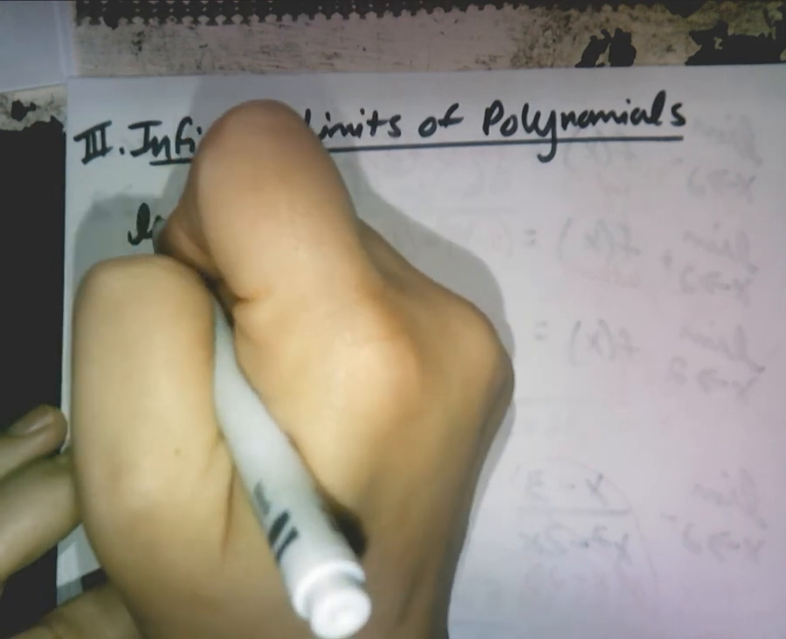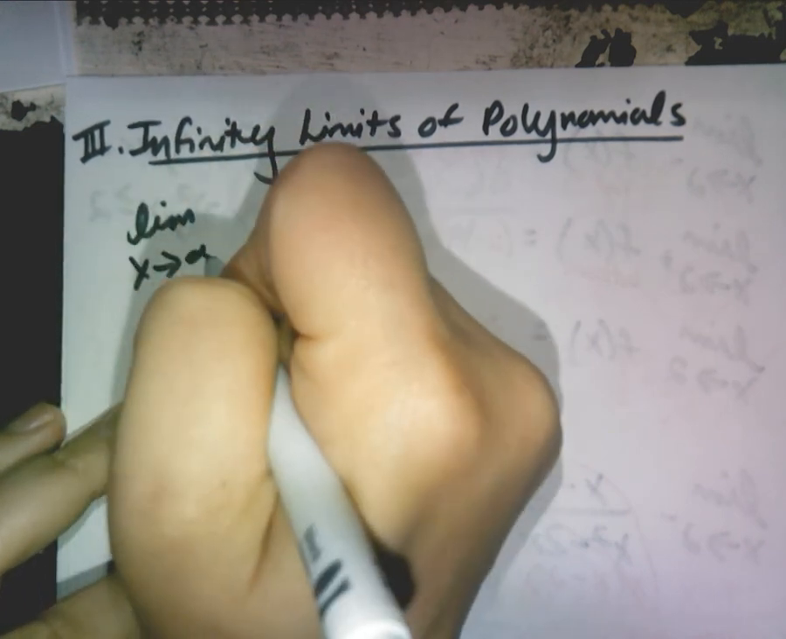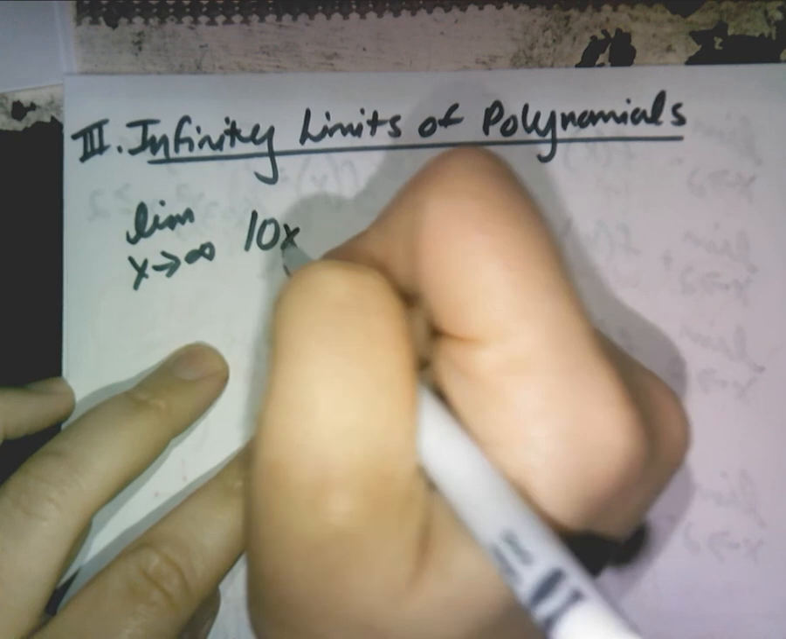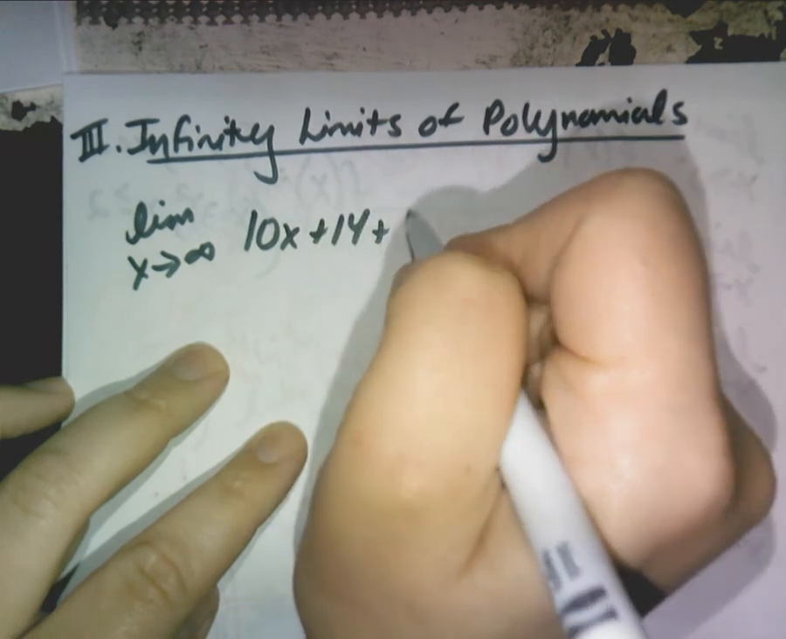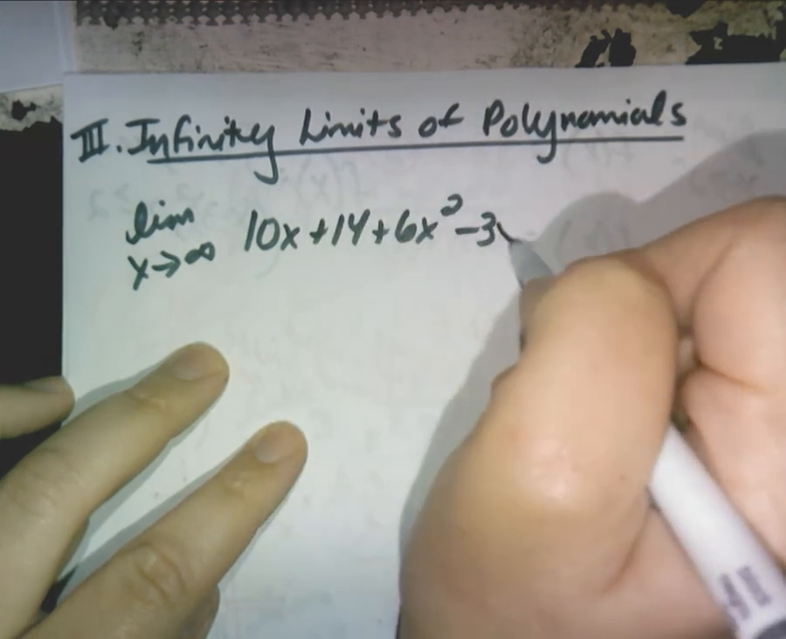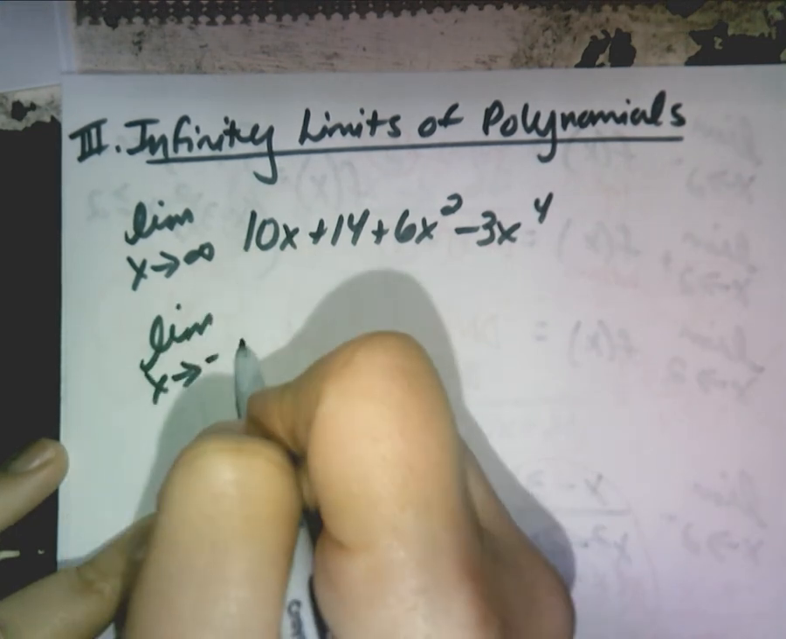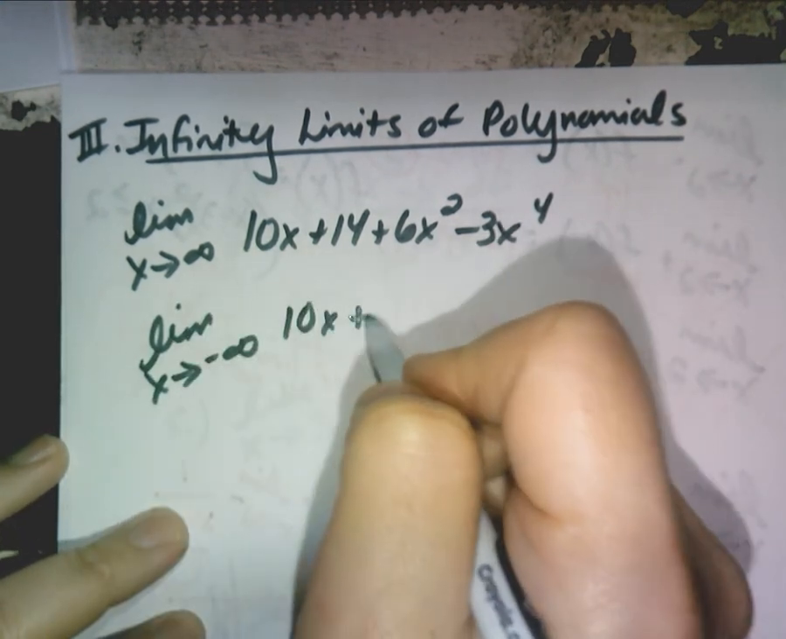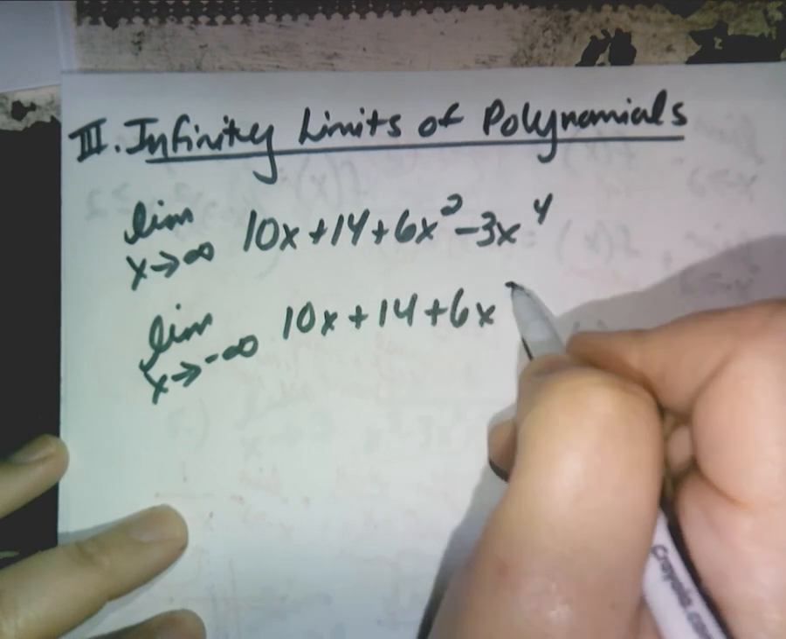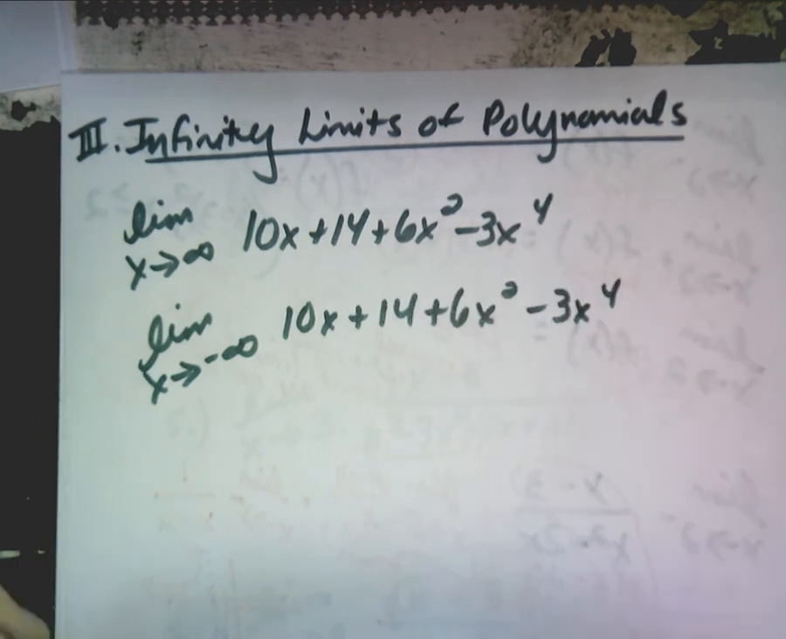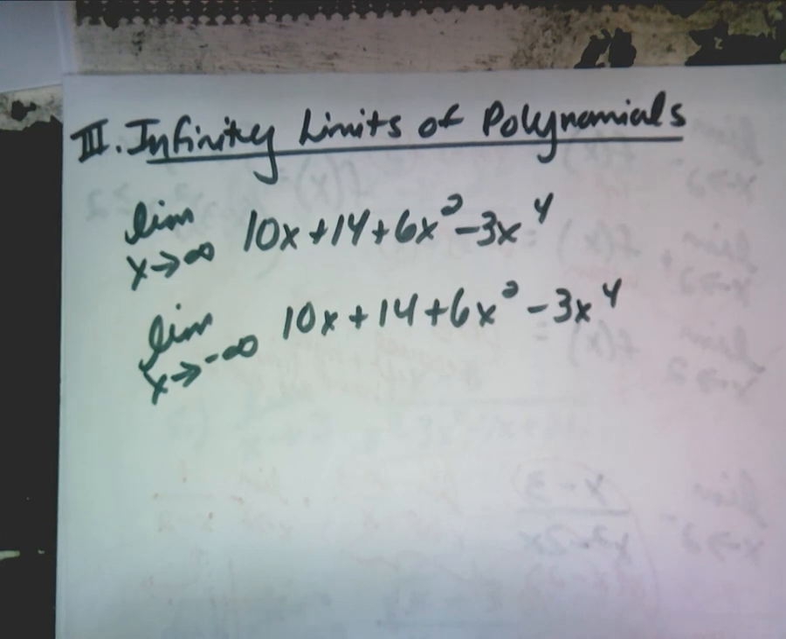So I'm going to take the limit as x approaches infinity of a really long looking thing: 10x plus 14 plus 6x squared minus 3x to the 4th. And then I'm going to do the same one, but this time I'm going to go to negative infinity for that same polynomial. So I want you to watch what happens. Just think about it logically with me. There's really no algebraic way of doing it. It's really more of a logical way.